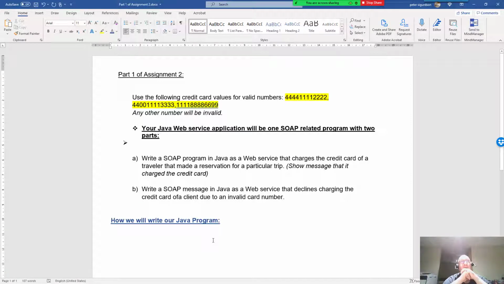So your Java web service is going to charge a credit card of a traveler that made a reservation for a particular trip. So we have two use cases here. Use case A is customer presents a valid credit card, and use case B is they present an invalid credit card.